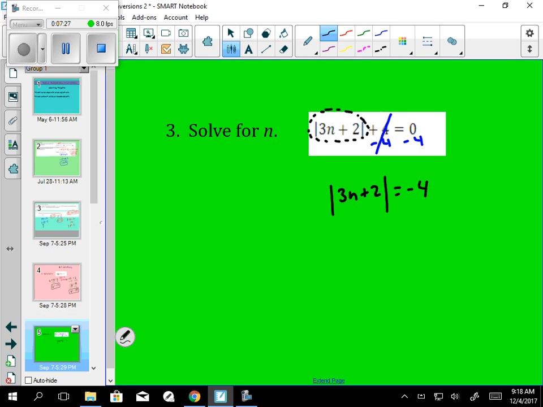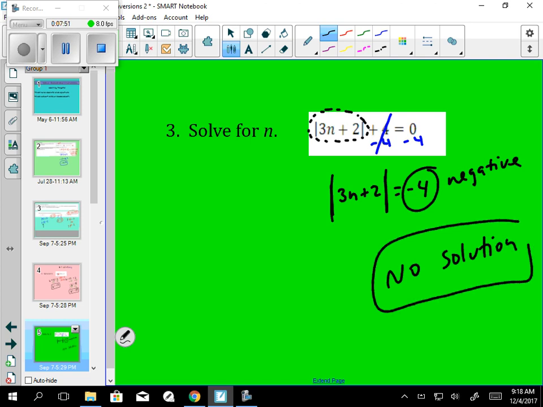Oh, okay. This is something we should kind of be thinking about. You got absolute value equal to a negative number. Can we have that? No, remember, distance needs to be positive. Anytime you get it where you got absolute value and this number is negative, that's going to be a no solution. We can't solve this one because absolute value is going to have to end up equaling a positive number.